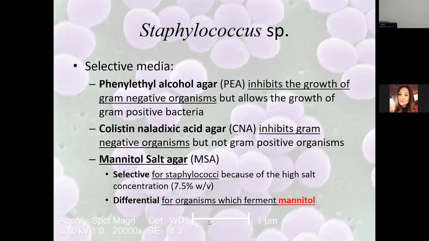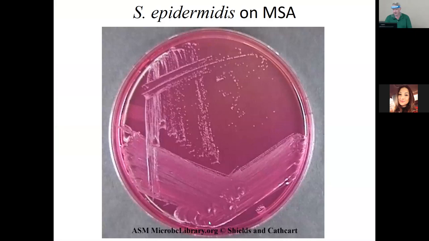The beautiful thing about mannitol salt is that if staph is on it, okay, this is staph epi, and that's growing, which means it can grow on the salt, but there's no color change, so it's not fermenting the mannitol. It's growing because of the salt, but it's not using mannitol as a source of energy. So it doesn't change color. This is the color of mannitol salt. Pink. Okay, pink plate. That's staph epi. So that's our negative.